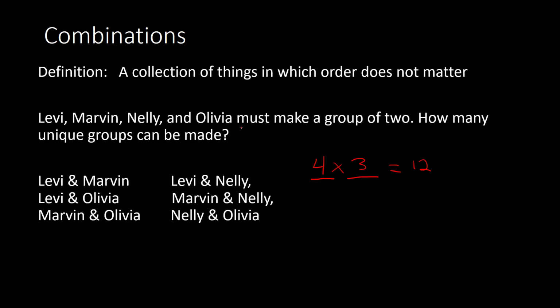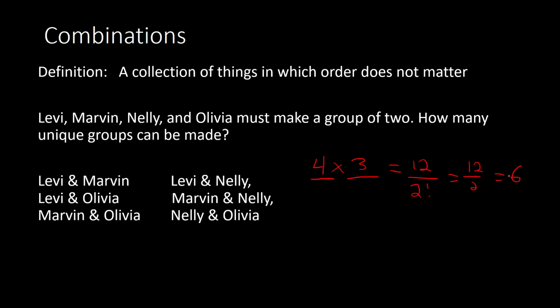But now we have to take into account the fact that the order does not matter. Meaning I could pick Marvin and Levi, or Levi and Marvin. It does not matter the order. So I divide out the repeats. And if we're picking 2 people at a time, the ways that we can arrange those 2 people would be 2 factorial. So I divide by 2 factorial, or 2, which gives me 12 over 2, and my solution would be 6.